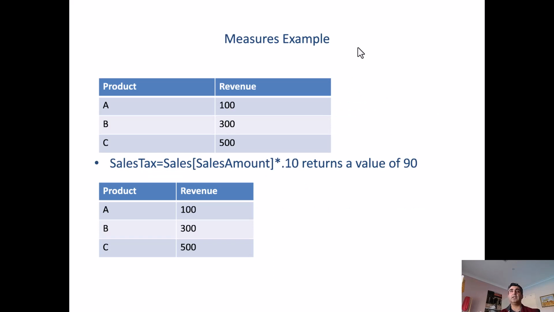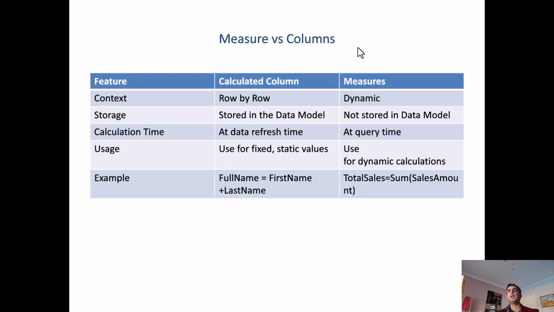For example, again, the same example: I have the sales table and I create a sales tax measure. You can see it has not been materialized, but you'll see it in the pane and it will get calculated when you drag it and use it. So just a quick overview of the difference between measures and columns.